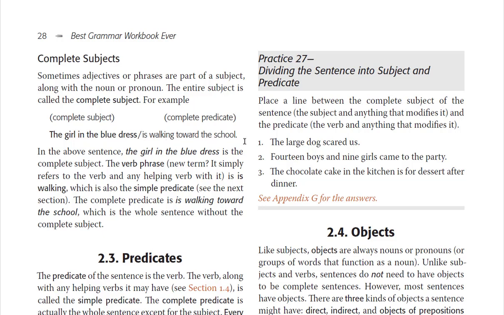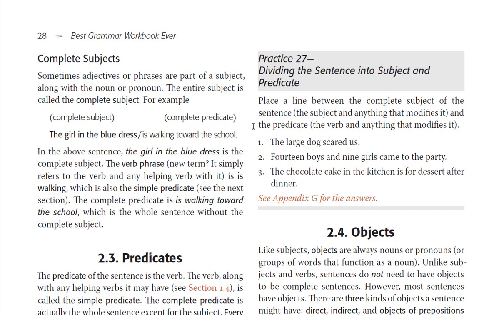And anything after the verb is known as the complete predicate. So the verb is the borderline between complete subject and complete predicate. In the above sentence, the girl in the blue dress is the complete subject. The verb phrase simply refers to the verb and any helping verb with it, which also is called the simple predicate. The complete predicate is walking towards the school, which is the whole sentence without the complete subject.